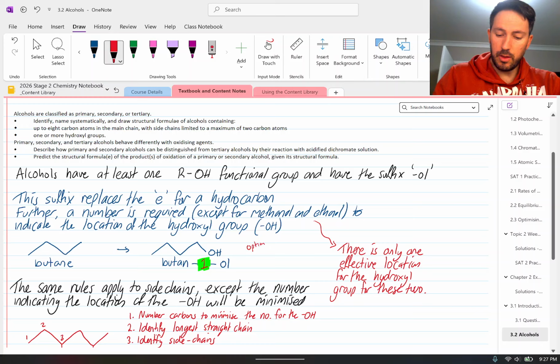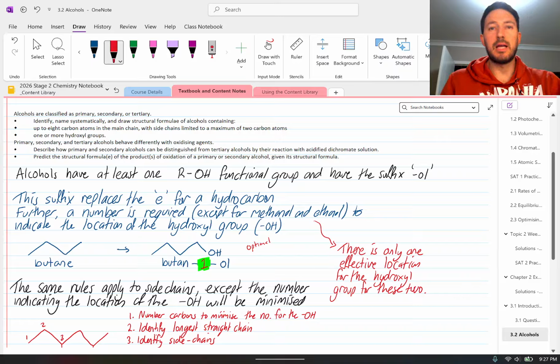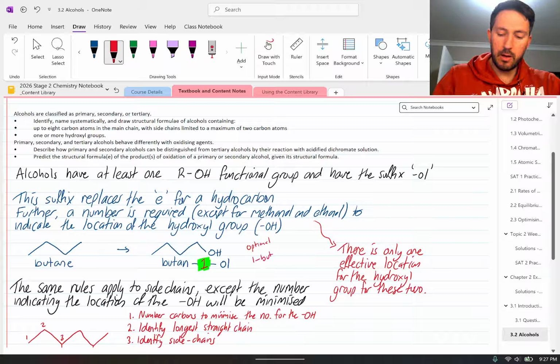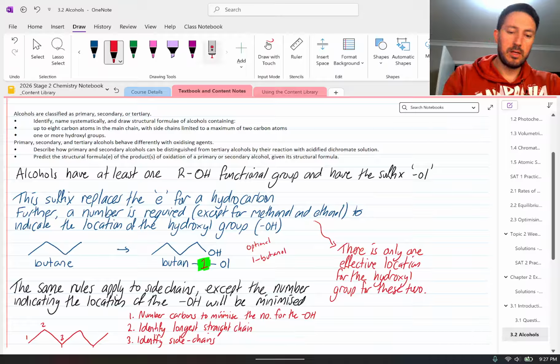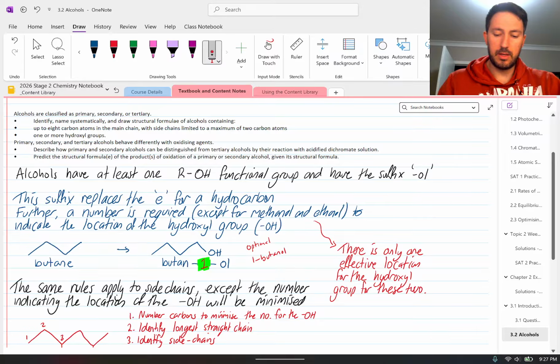Now, there is an option for naming it slightly differently. The accepted name, or the more accepted name, is butan 1-ol. But if you were to write 1-butanol, that would also be correct. Maybe slightly less correct, but it doesn't matter, it's accepted.